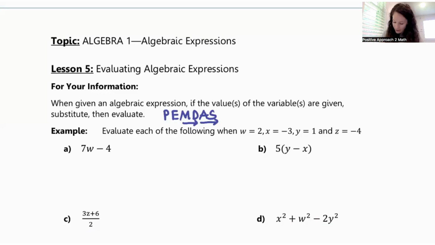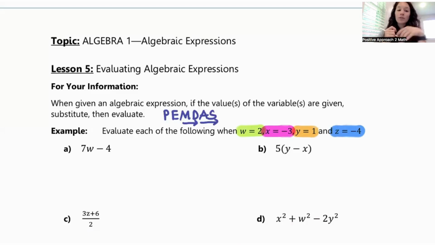So what I'm telling you here is that whenever you see the variable W, it's going to be equivalent to the value 2 for these 4 problems. X is going to be equivalent to -3. Y is equivalent to 1. And Z is equal to -4. Okay. And so what I did here is I just put them out instead of giving you problem A and saying 7W minus 4, let W equal 2, and rewriting it every single time. I just put it at the start.